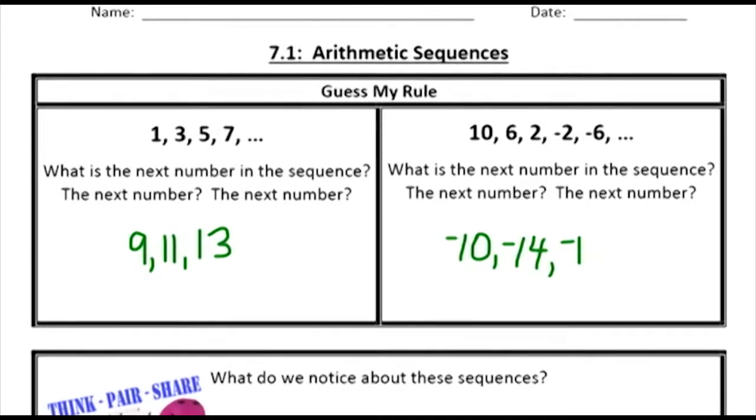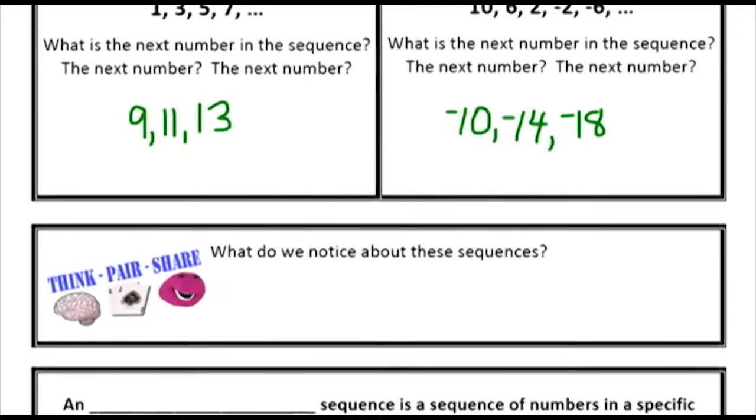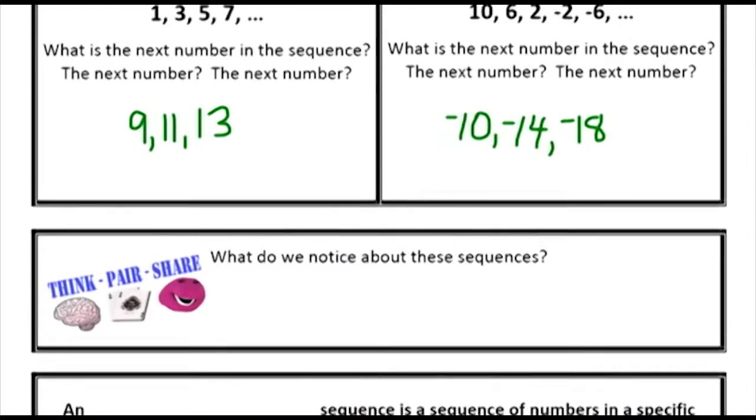On your own, take a moment, reflect on what we've observed, what we've noticed about these two sequences. Write something down. We're going to do a think, pair, share in class tomorrow. So right now, think. Tomorrow we'll share and pair. When you're ready, come back to the video.